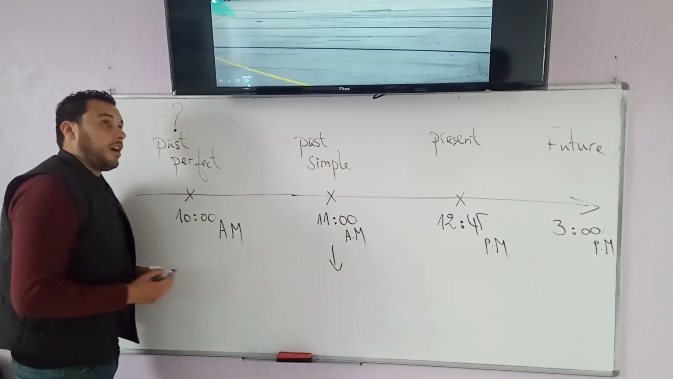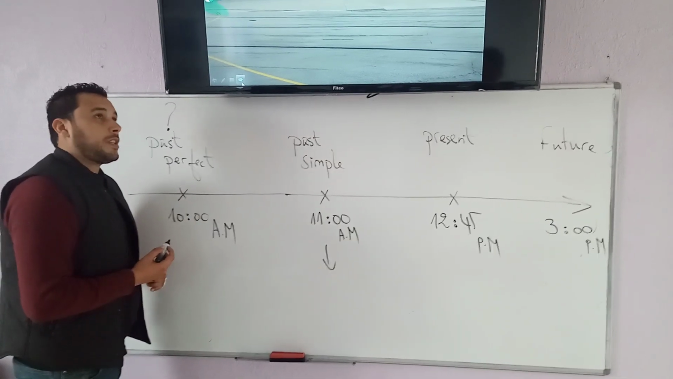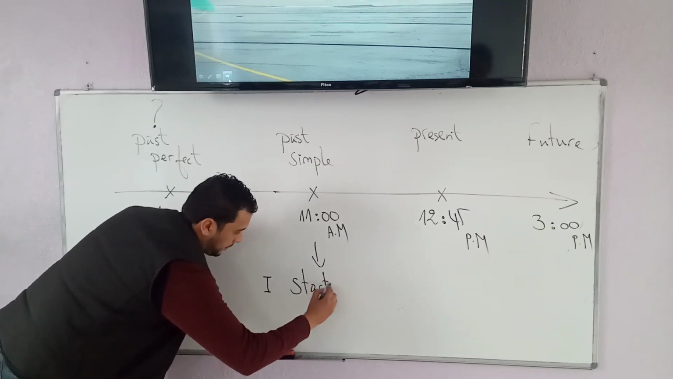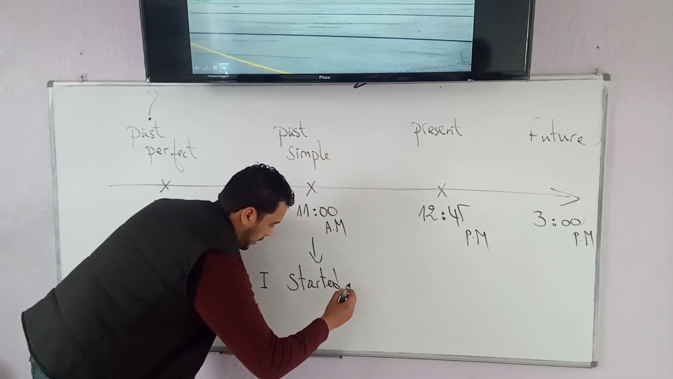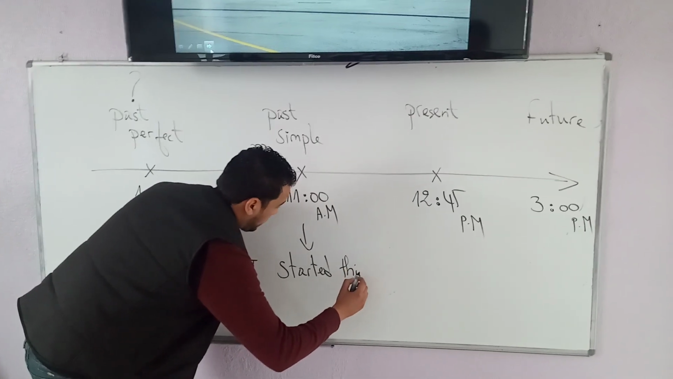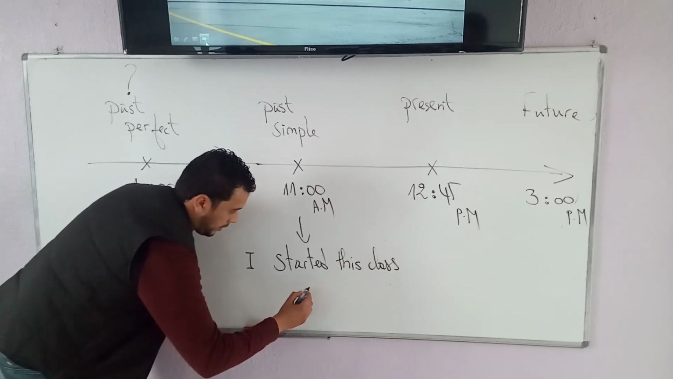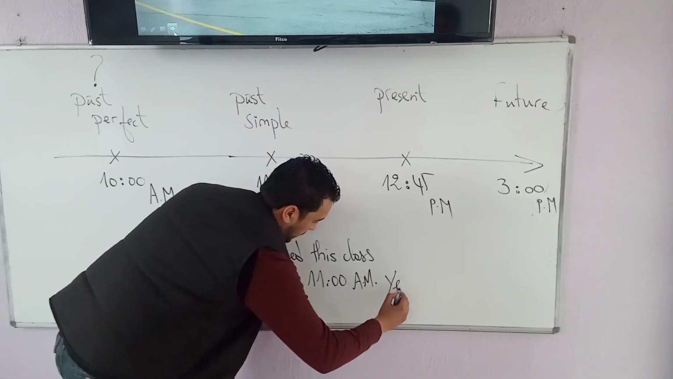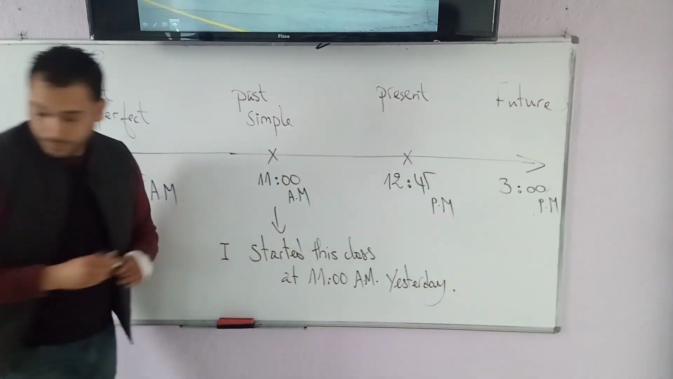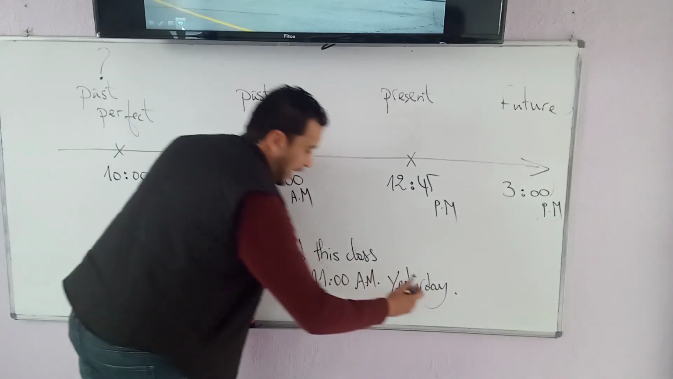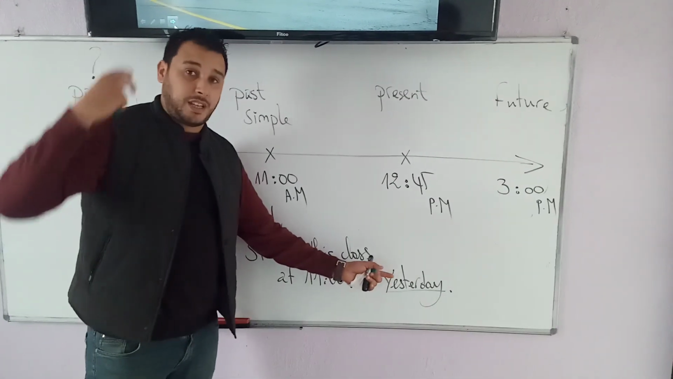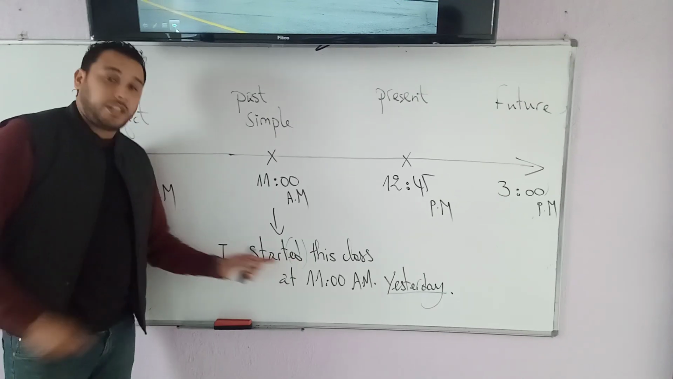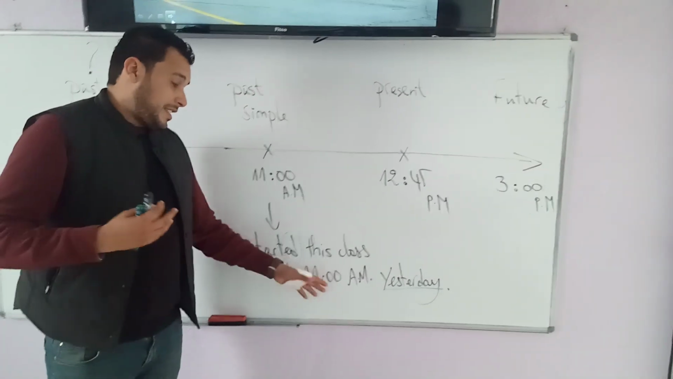For example, it's better to use a regular verb. I started this class at 11 o'clock a.m. yesterday. So as you can see here, I have a time phrase which is also an indicator of a past time, which is yesterday. That's why I put the verb in simple past, as you can see the ed of the regular verb. So I started this class at 11 a.m.